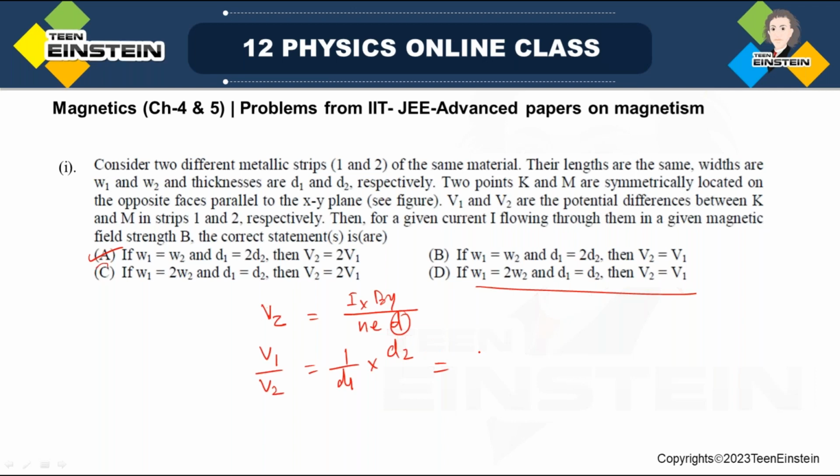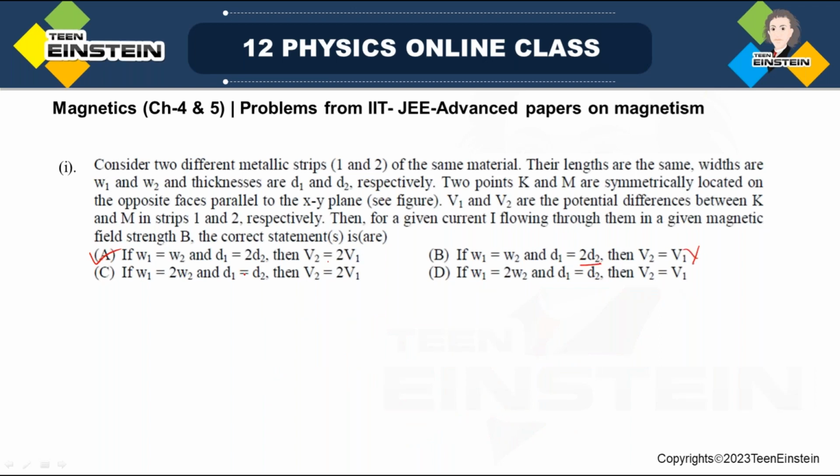So when D1 is 2D2, then it will be half. D1 is equal to 2D2 at that condition, and so V2 will be 2V1. Okay, this was the thing. So the first option is correct. What about this option? If this is true, this is not true, that is for sure.